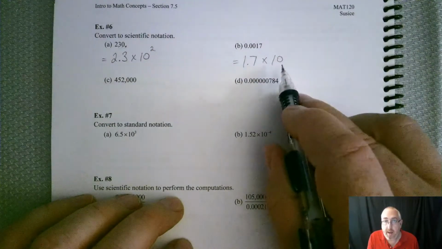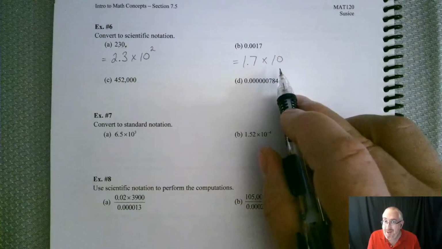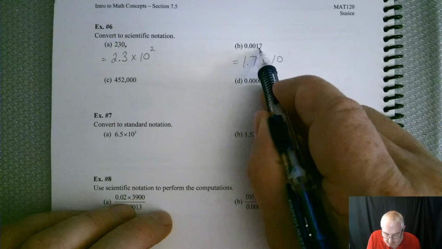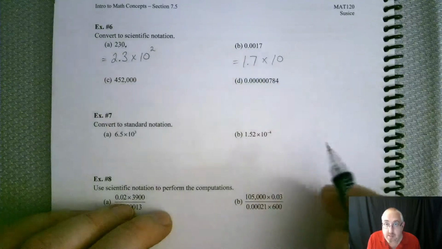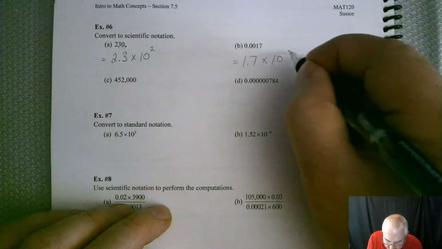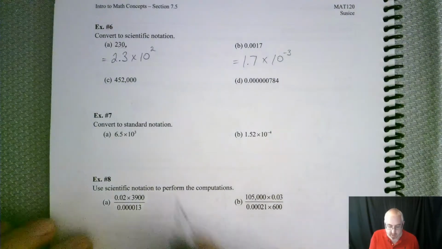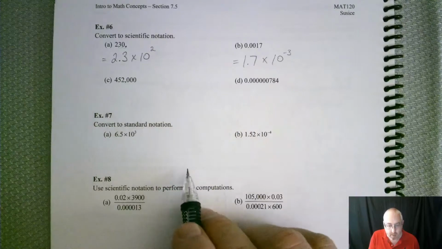Now we got to get our exponent. So we already know it's negative, but how many spots did we move it? From here to between the 1 and the 7, 1, 2, 3 spots. So 3 spots, so a -3. Done.